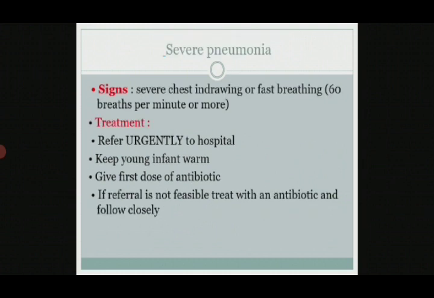Then severe pneumonia. Again, the signs of severe pneumonia are severe chest indrawing, fast breathing, that is 60 breaths per minute or more. What is treatment? Child should be kept warm. Again, first dose of antibiotic and refer to higher authority for proper management.